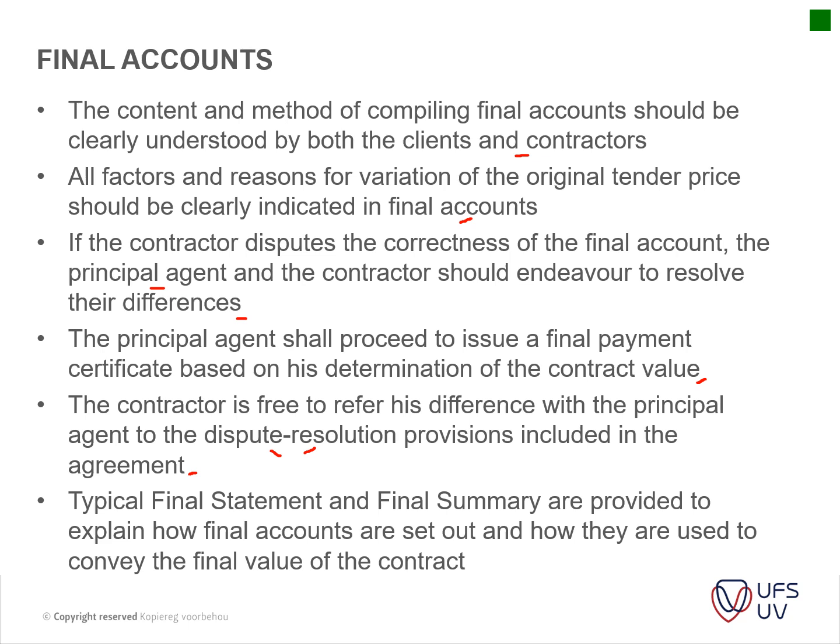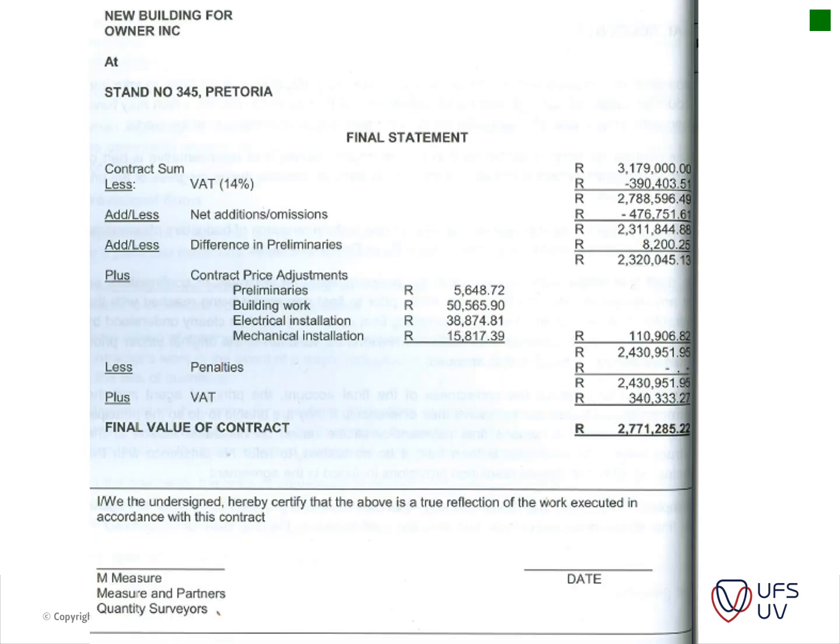Typical final statements and final summaries are provided to explain how final accounts are set out and how they are used to convey the final contract value. So it's basically just certain types of forms that are completed in your final account. We're going to look at an example just now.